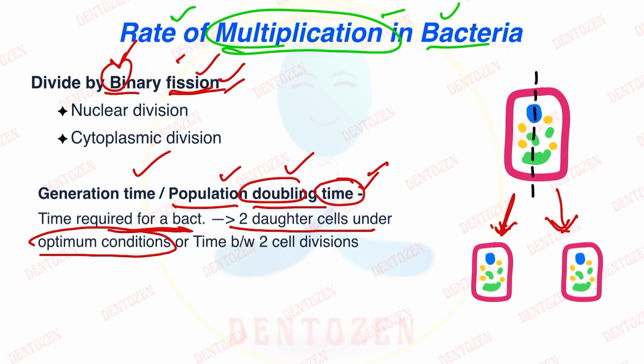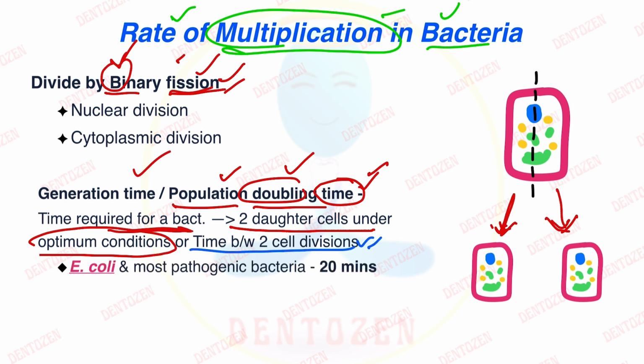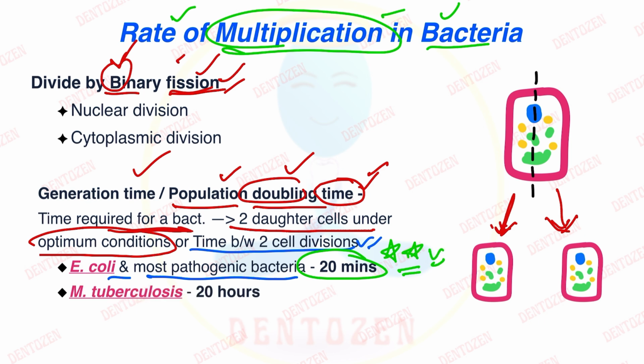So this generation time for Escherichia coli and most pathogenic bacteria is 20 minutes. That can be your important Viva entrance questions. You may be asked, how much is generation time for E. coli? It is 20 minutes. And it is 20 hours for Mycobacterium tuberculosis and 20 days for Mycobacterium leprae. So all these can be your important Viva and entrance questions.